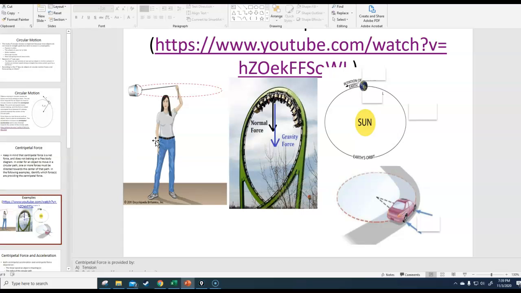If you look at the picture on the left, we have a girl, and she has a bucket full of water, and she's swinging the bucket around in a circle above her head. Okay, now in this case, our task is to identify the forces that are providing the centripetal force. Remember, centripetal means center seeking. Okay, so the easiest way to do this is to, first of all, identify which forces are acting on the object, or really draw a free body diagram.